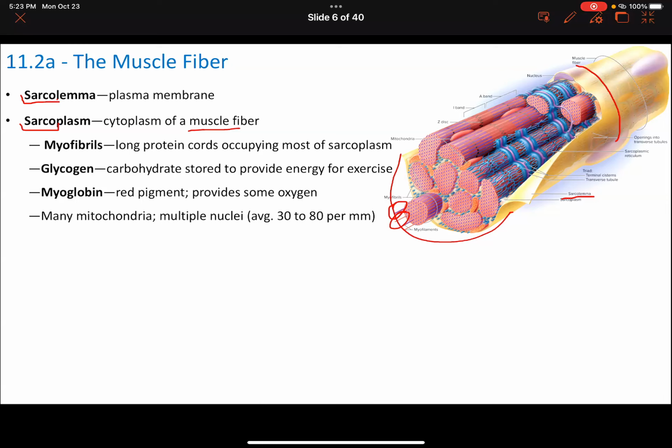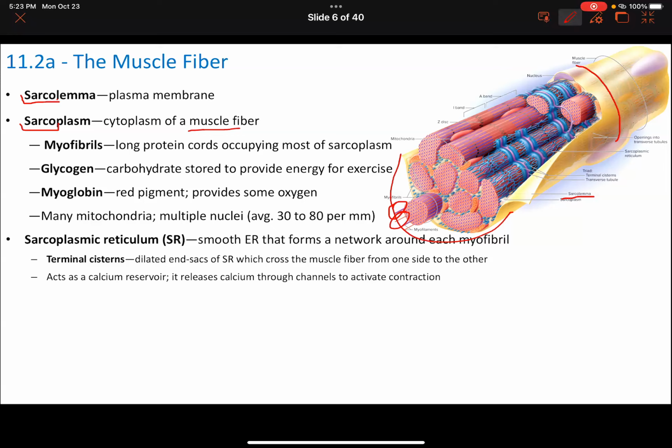There are also many mitochondria. We need the mitochondria to help make that ATP in the electron transport chain. There are also many nuclei, as you can see here and as you've seen in some of the micrographs. There can be as many as 80 nuclei in a muscle fiber. So these muscle cells are very different from the average cell we've been referring to.